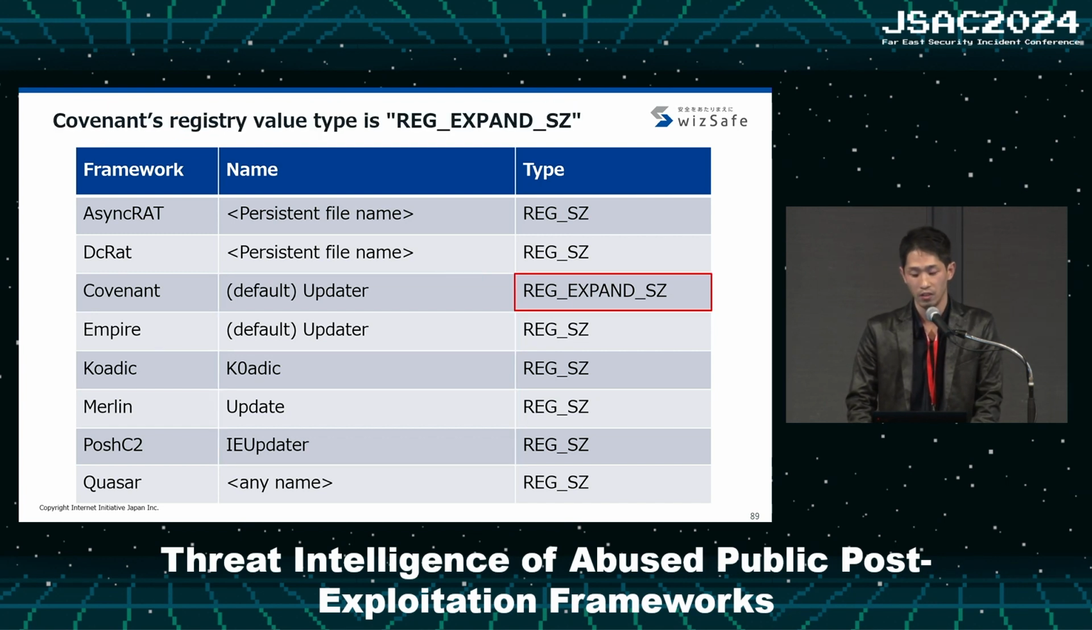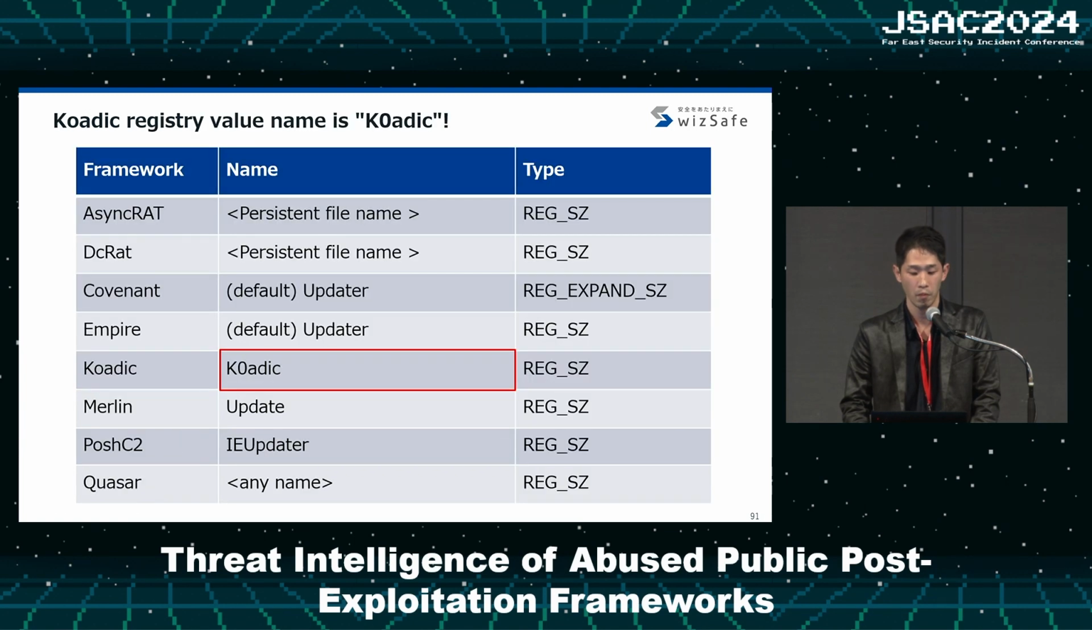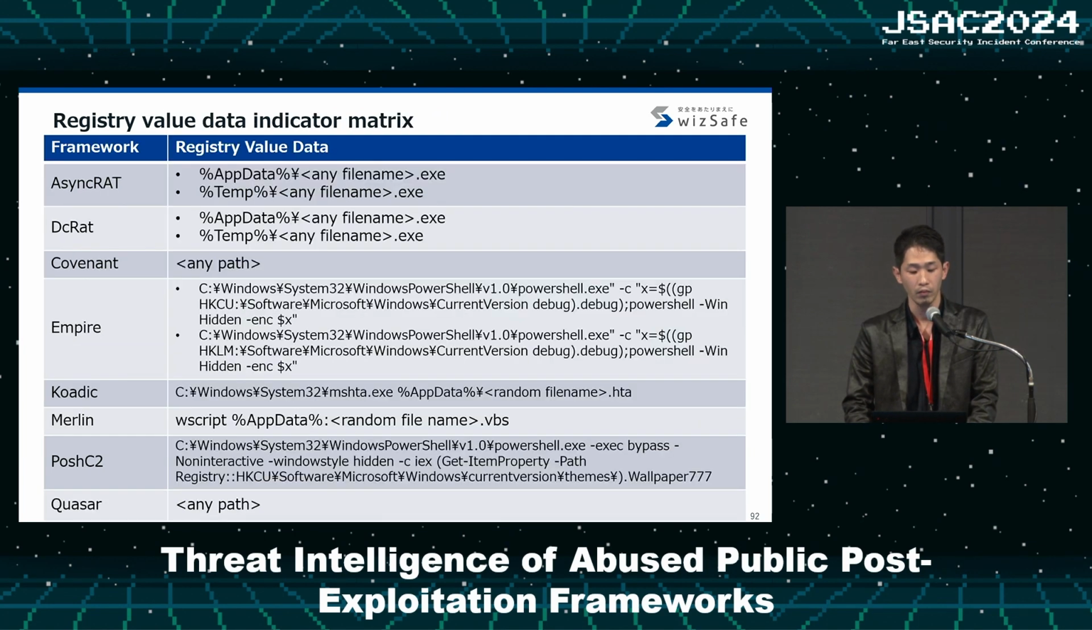And this is the characteristic of the data type of Covenant. Compared to the other frameworks, a different data type is used. For this data type, a registry value with an environment variable is used. Since this is hard-coded, that data type is observed only when they use that kind of variable. Next, let me talk about Kodiak. When it comes to Kodiak, the key name 0ADIC is changed and that name is used.